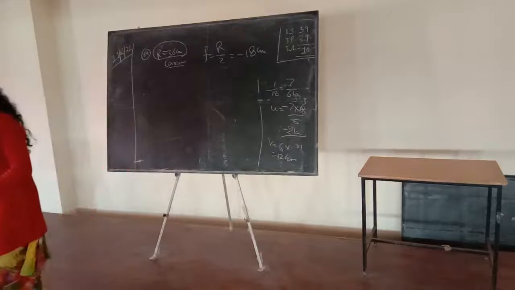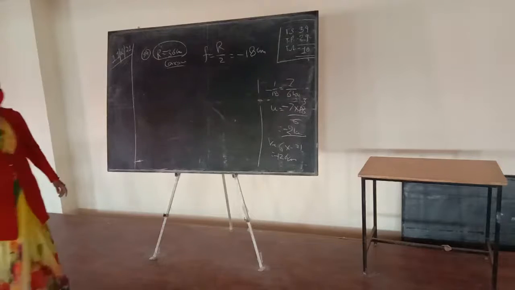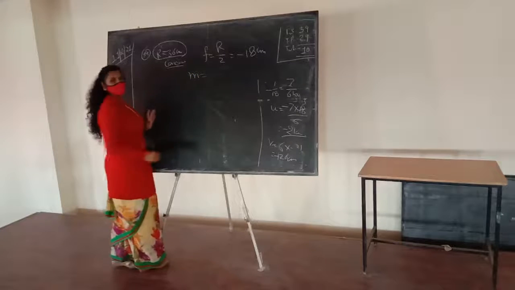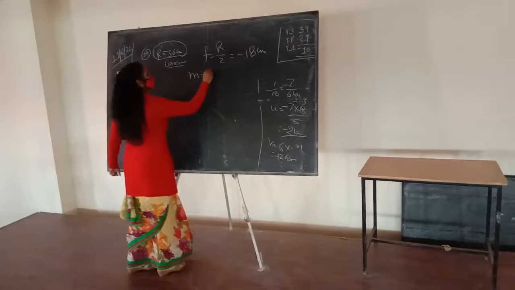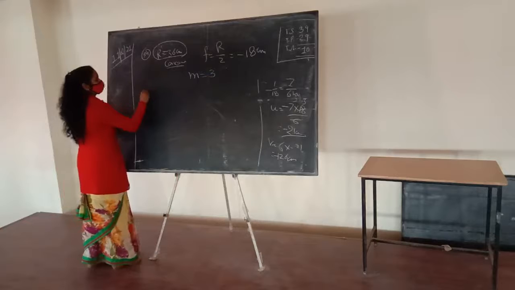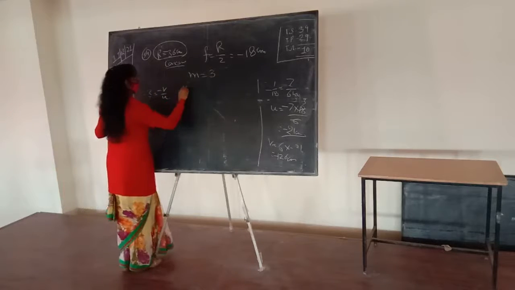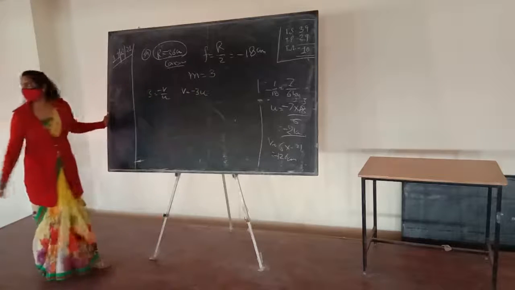The last part: virtual and 3 times the size of the object. Okay, what is this? Magnification is positive. Since a virtual image is formed and we know that a virtual image is always erect, h2 is positive and magnification is +3. So please solve this question and tell me what is the answer. Now the relation is v is equal to -3u. Okay, please solve this part.